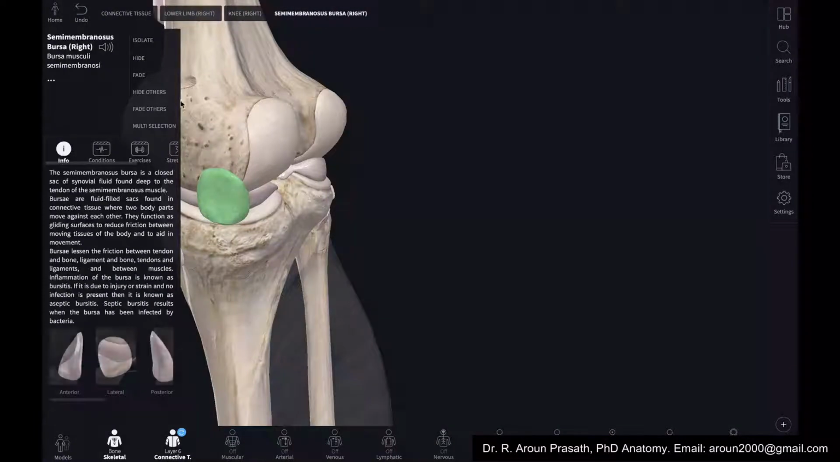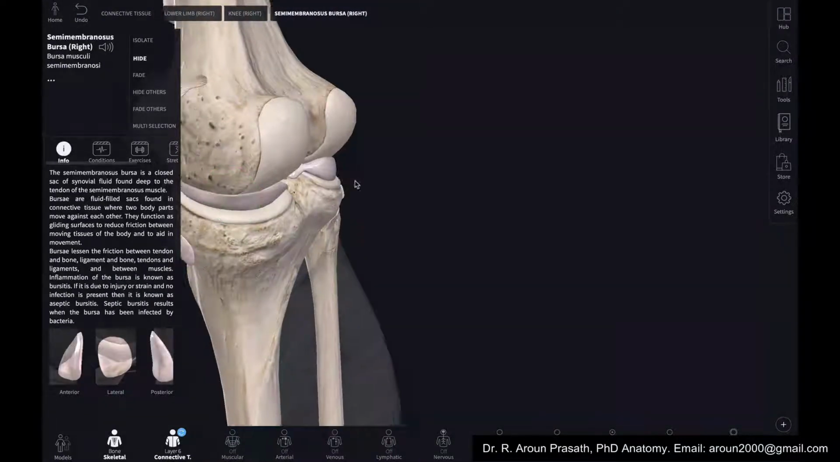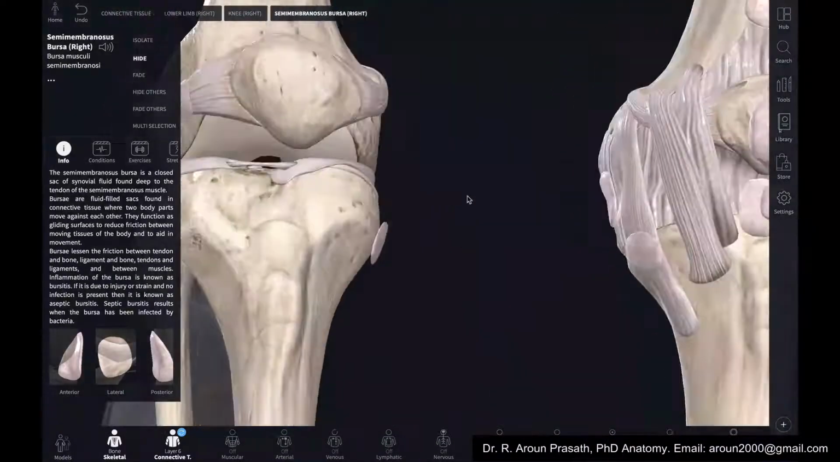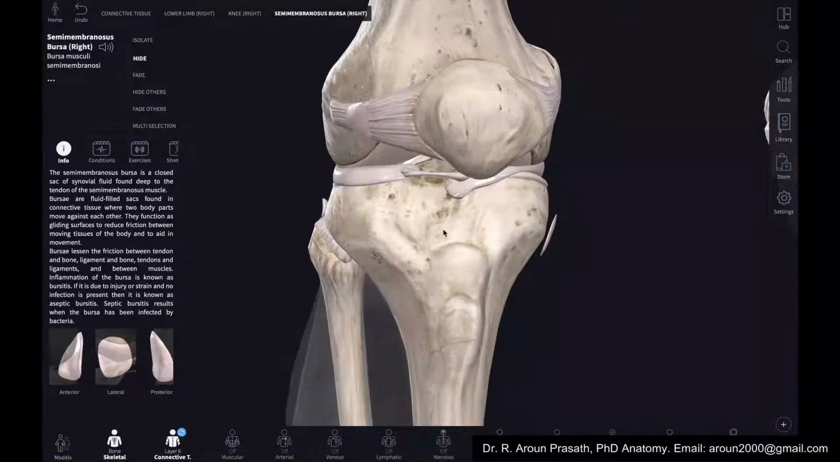Here you have the semimembranosus tendon's bursa. Why am I mentioning the word bursa? Because in case of sudden inflammation around the knee, we call it periarthritis, inflammation of the connective tissues around the joint. You have to know whether it is bursal inflammation or joint capsulitis, joint capsule inflammation. So you have to feel for the tenderness and diagnose accordingly.